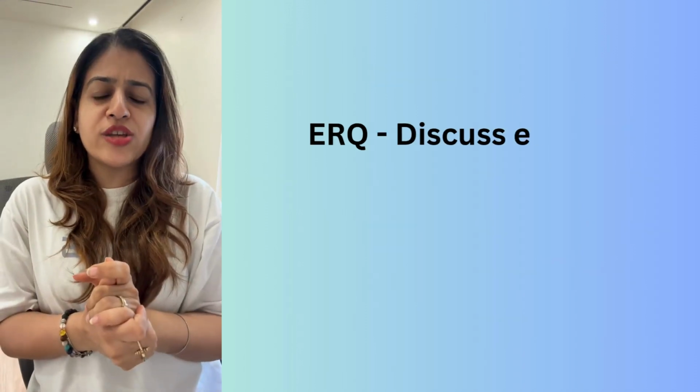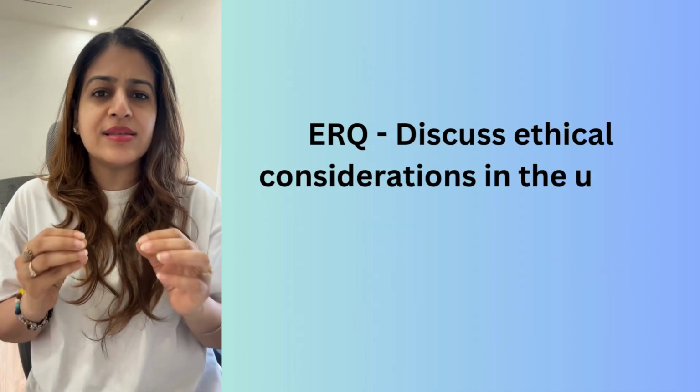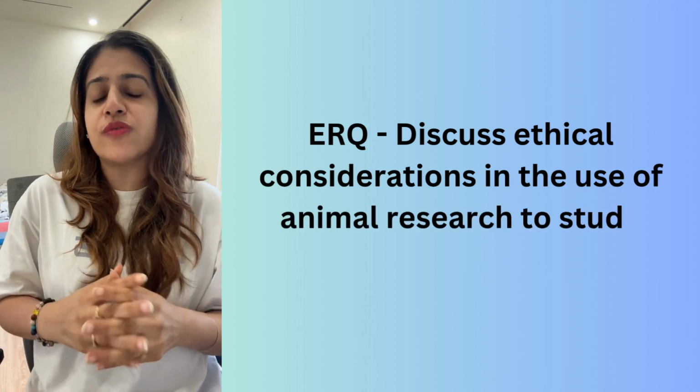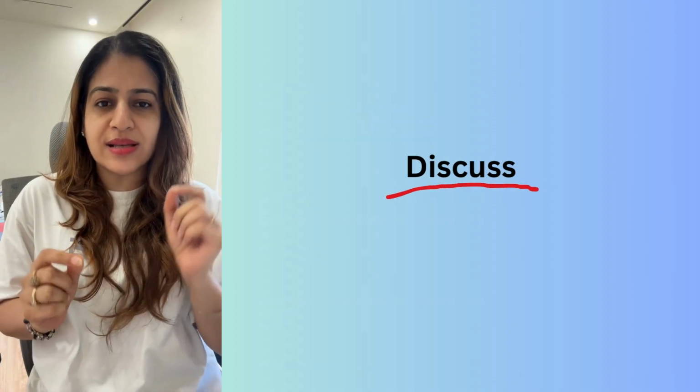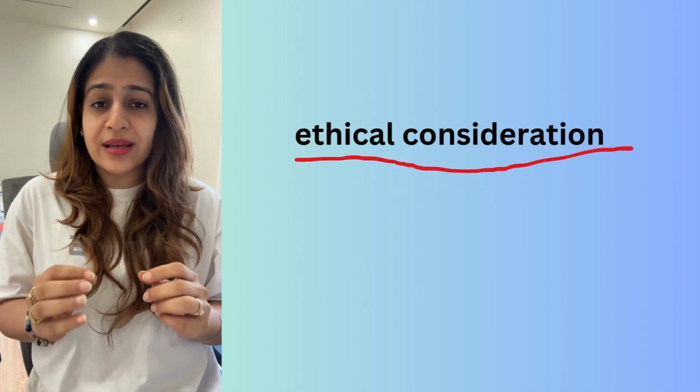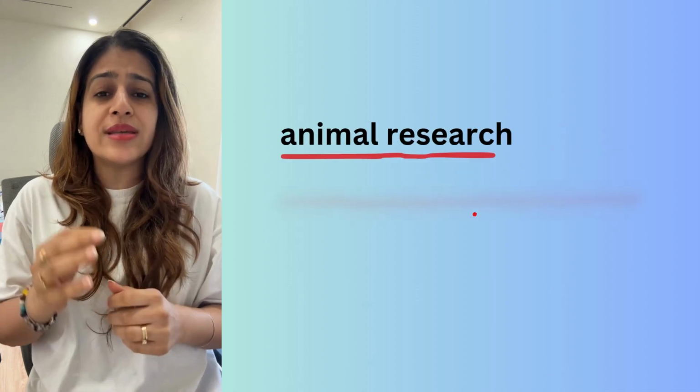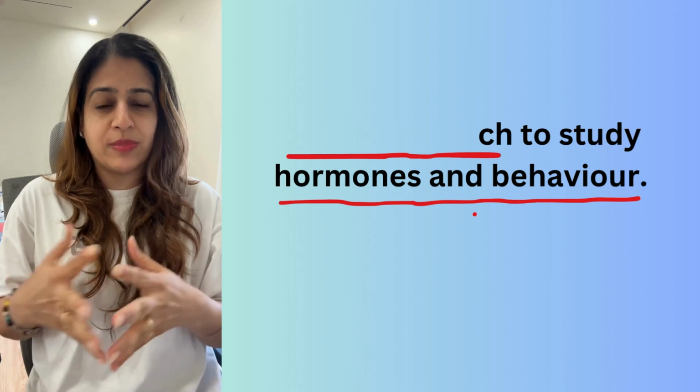Our today's question, ERQ, is: discuss ethical considerations in the use of animal research to study hormones and behavior. Now here let's underline the three important keywords. First is discuss. The second is ethical considerations, and third is animal research in hormones and behavior.